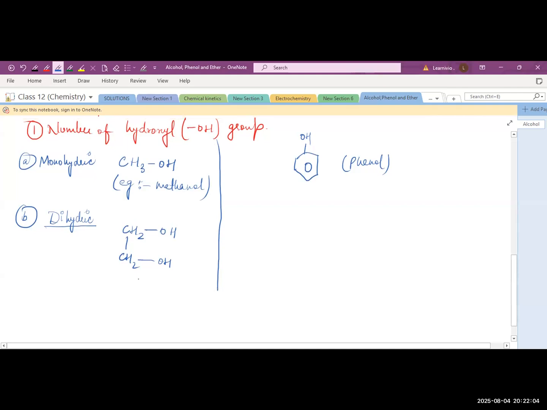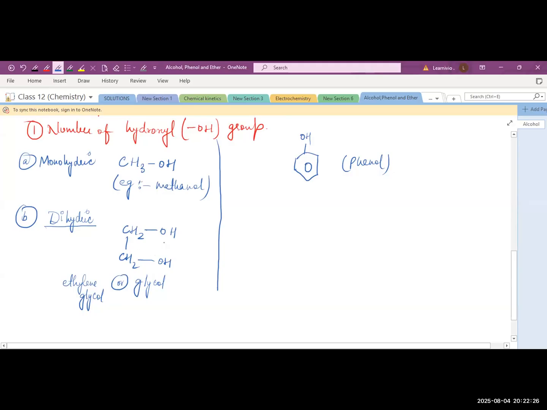And a common name for this is glycol. You can also write ethylene glycol, or simply glycol, right? So this is the common name of this structure, ethylene glycol. And yes, there are two OH groups.